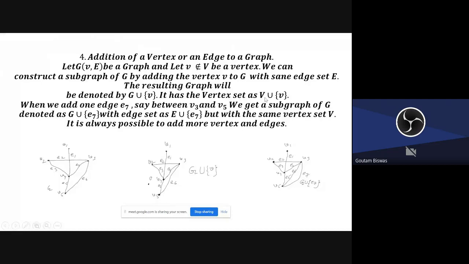It has the vertex set V. When we add one edge, E7, here you add one edge between V5 and V3. Then the edge set E is like this, but with the same vertex set V. So this is called addition of an edge.